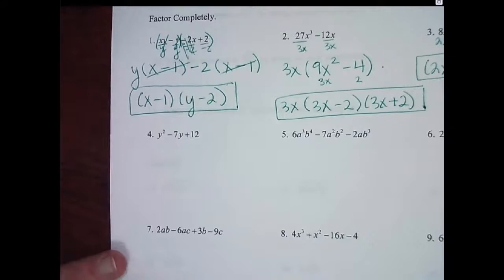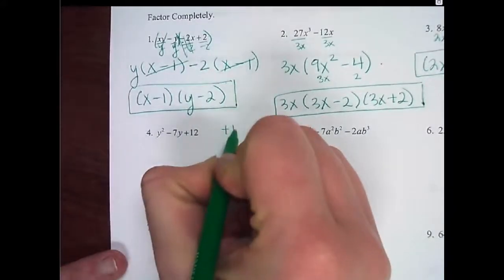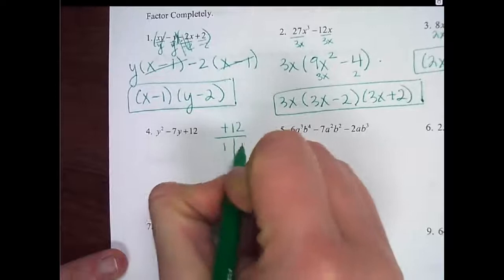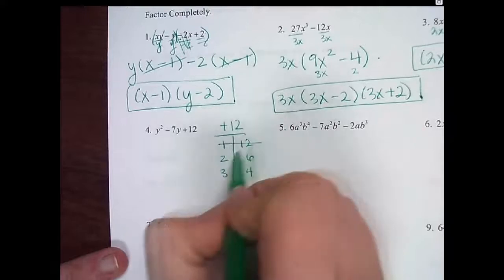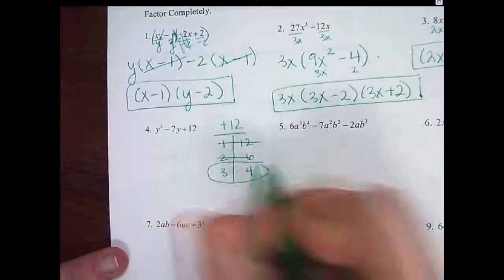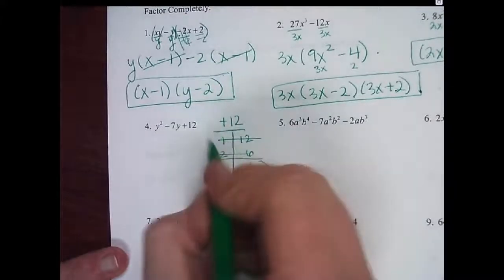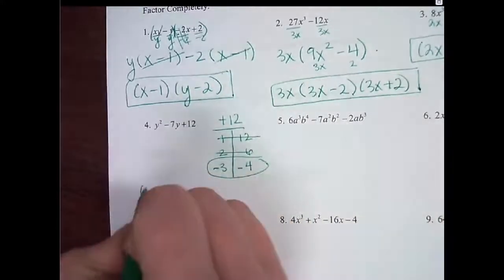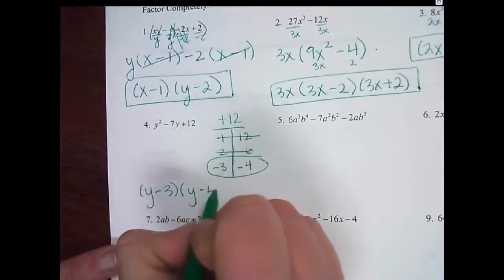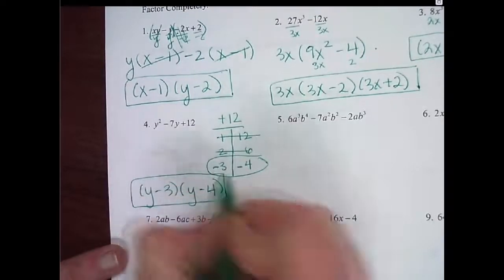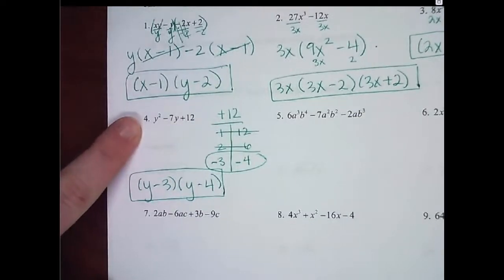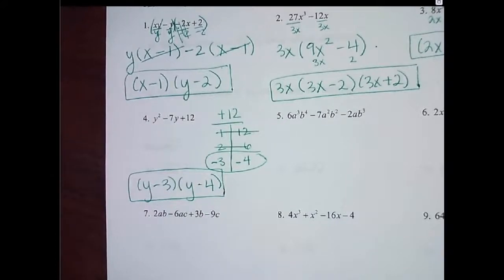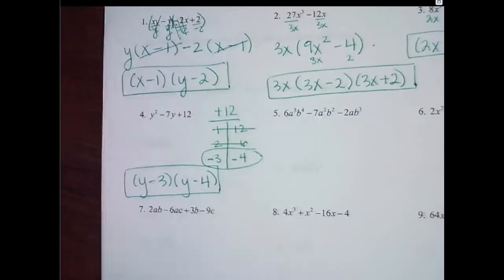Number 4, trinomial. I don't see a GCF, so I'm going to list my factors of 12. 1 and 12, 2 and 6, 3 and 4. Well, those won't give me that -7, so it's definitely this pair. Since I want -7, these both need to be negative. So I have y minus 3, y minus 4. And that's my answer. Remember, you can multiply this back out and see if you get this. And that's what I would recommend on your test. If you can't figure out how to factor, I would check your answers and maybe you could multiply them out and see which one gives you the original.